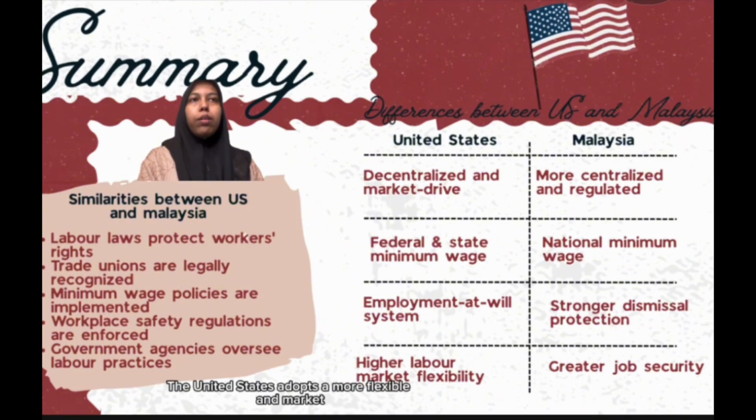The United States adopts a more flexible and market-driven system, while Malaysia places greater emphasis on government regulation and employee protection. The US system supports business competitiveness and innovation, whereas Malaysia focuses on job security and industrial stability. Overall, both systems have their own strengths and challenges. Therefore, an effective industrial relations system should strike a balance between economic growth, business flexibility, and employee welfare.